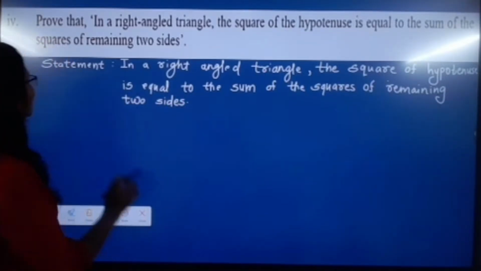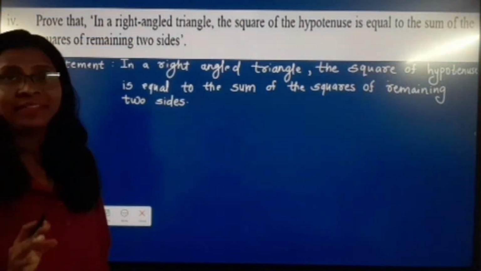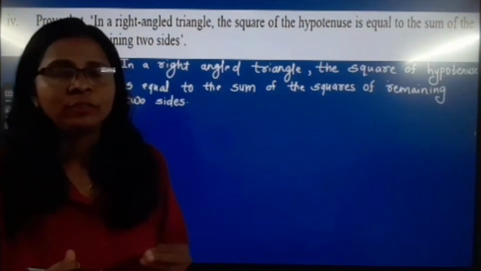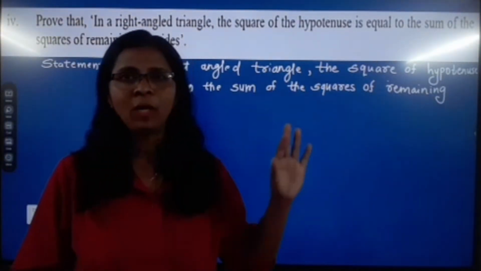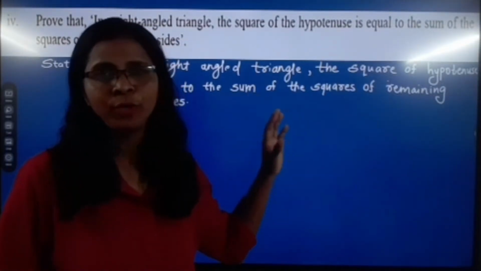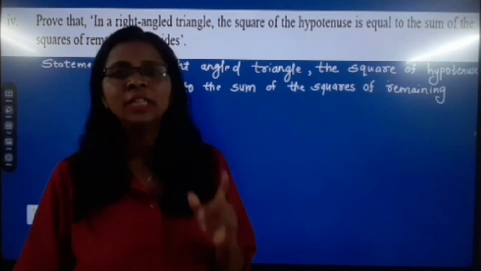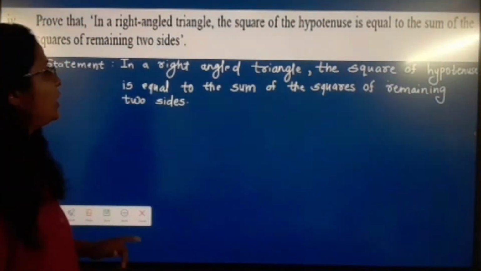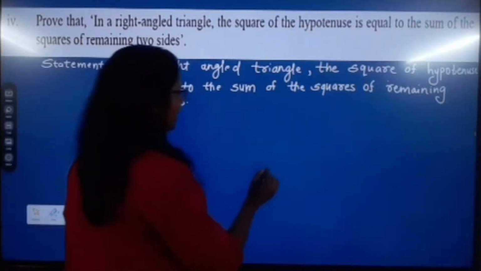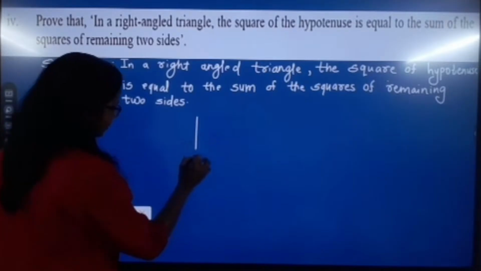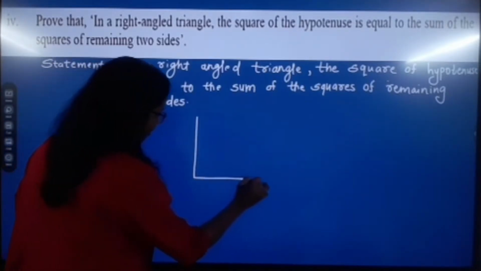Okay, students, the next part will be to draw the figure. From this information we draw the figure. The figure will be a right angle triangle, so here I draw the right angle triangle.